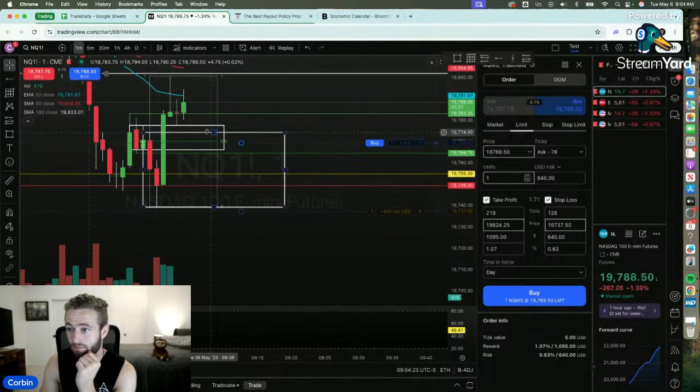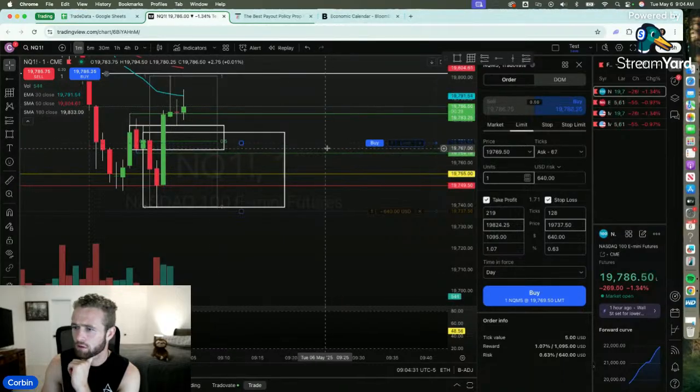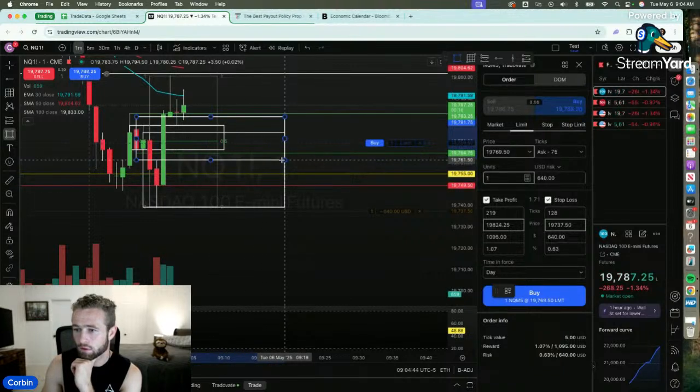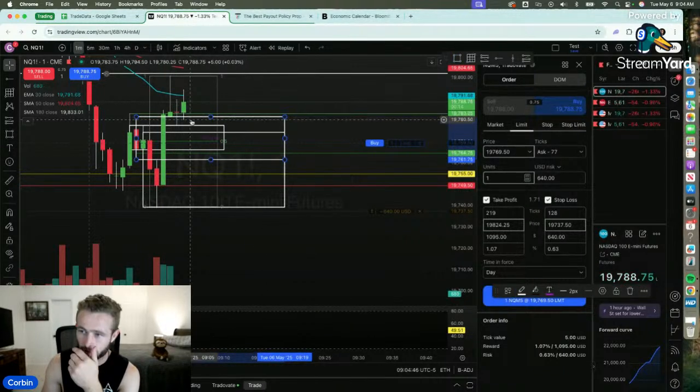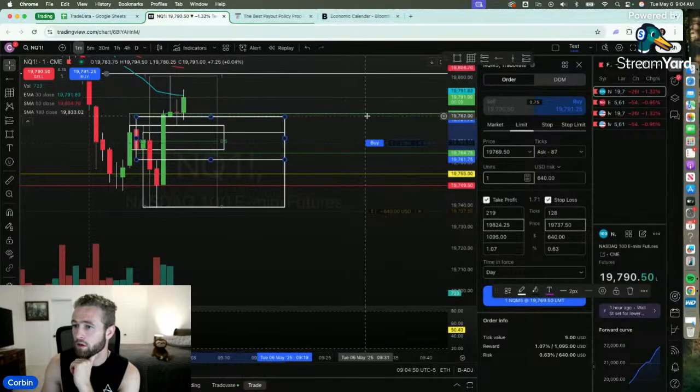Well, it came into this fair value gap. Where's the fair value gap? Did I even draw it? I don't think I did it. I drew our order block, our breaker block. I didn't draw my fair value gap. So that is the fair value gap. Came in right there.